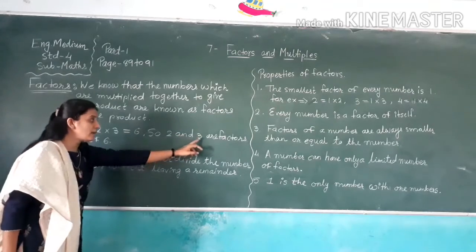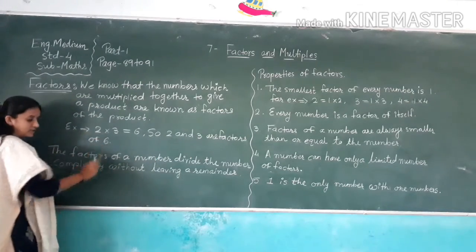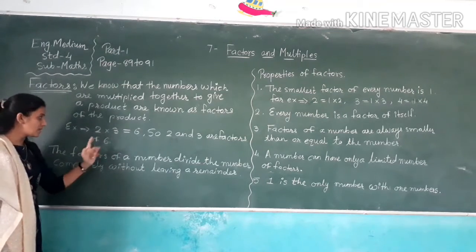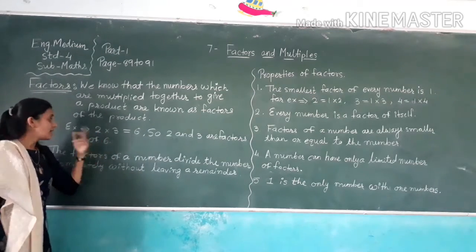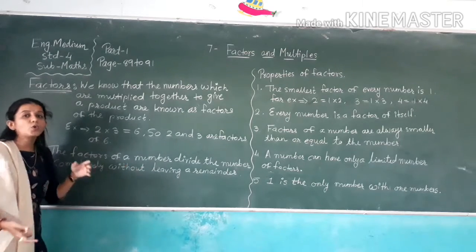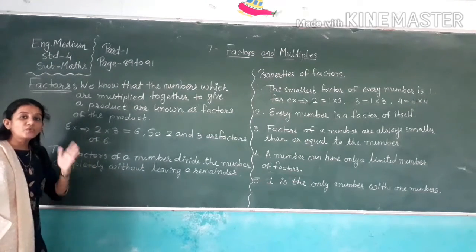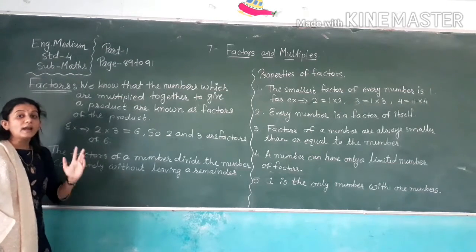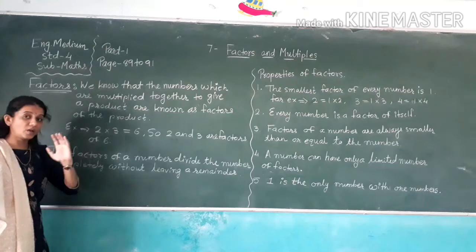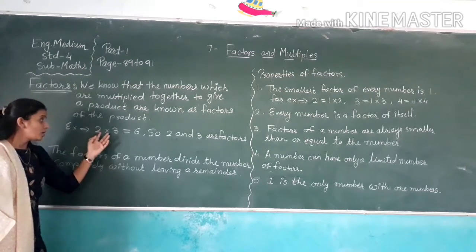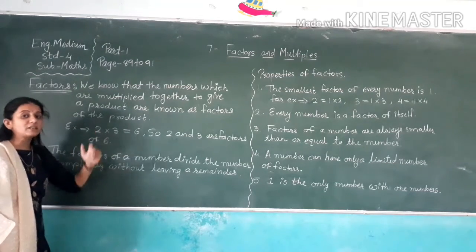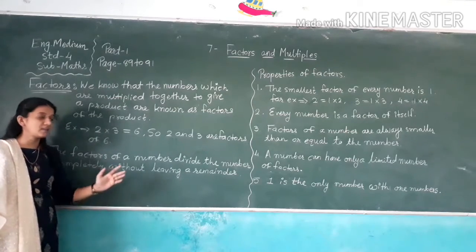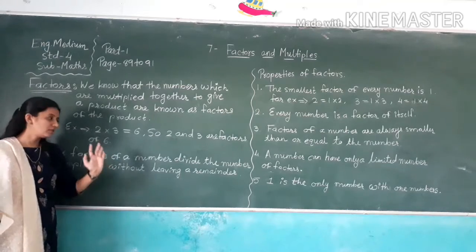So 2 and 3 are factors of 6. Here we take any two numbers, like 4 and 5. 4 multiplied by 5, we get the answer 20. So 4 and 5 are factors of 20. Same way, 1 multiplied by 3, you get the answer 3. So 1 and 3 are factors of 3.